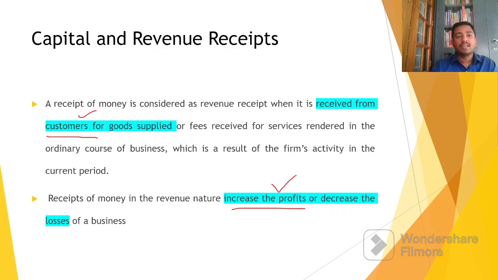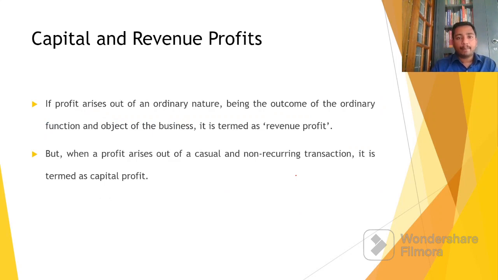Let's move on to the next concept, that is the capital profits and the revenue profits. If the profit is derived out of transactions which are ordinary in nature, such type of profits are known as revenue profits. Ordinary in nature here means the day-to-day transactions of the business. If the profits are generated from the day-to-day activities or the regular revenue generating activities of the business, such type of profits are known as the revenue profits.